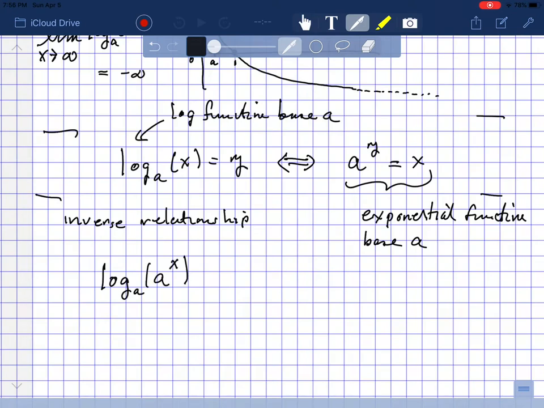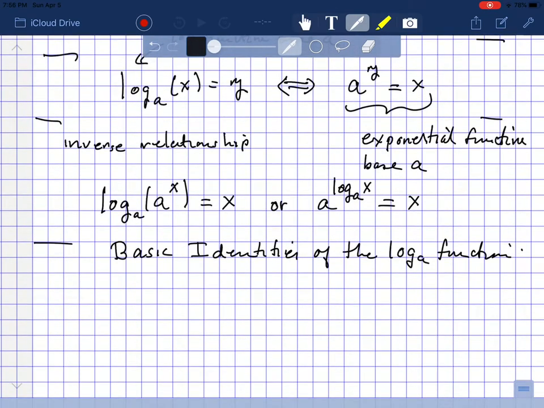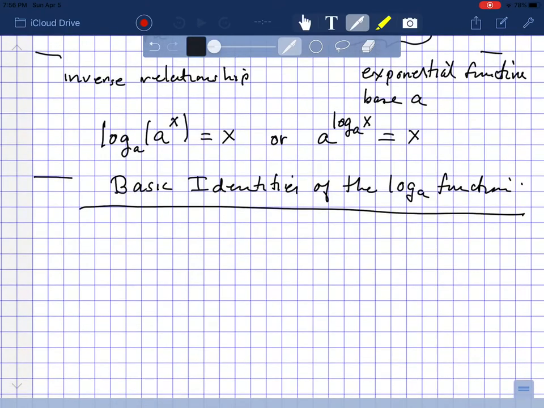Another way of writing this is to write that the log base a of a to the x power is equal to x. Or I could write a to the log base a of x, and this is also equal to x. So these are our basic identities satisfied by the log base a function. All right, let's look for a couple more.